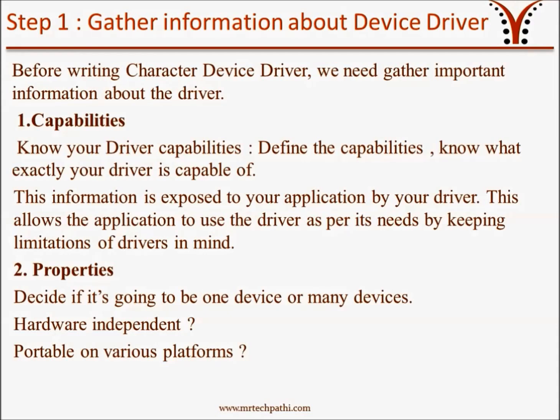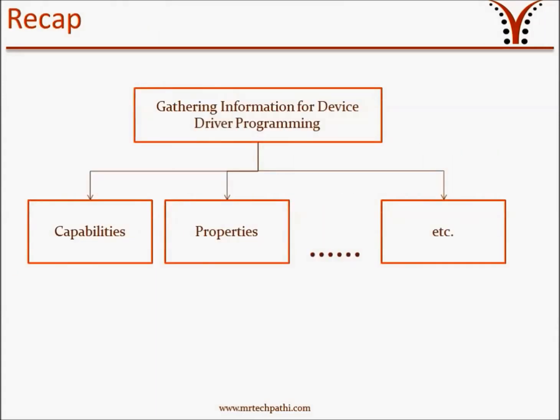Similar to this information, we need to gather a list of mechanisms, functionalities, requirements and limitations of the device driver before programming it. Just to recap, in the process of learning device driver programming, we have completed step 1, where we learned that we need to gather information like capabilities, properties, etc. before starting device driver programming.